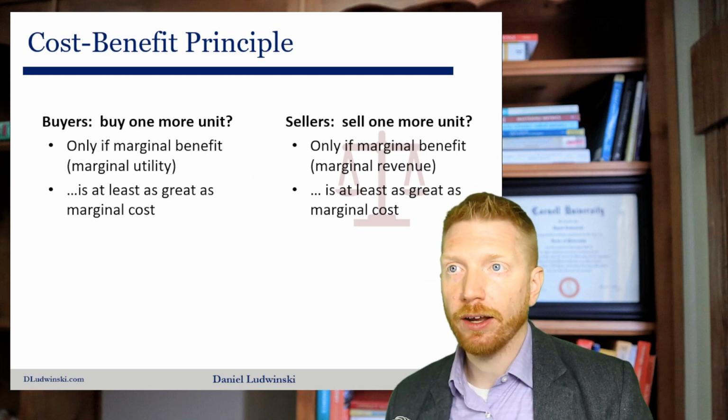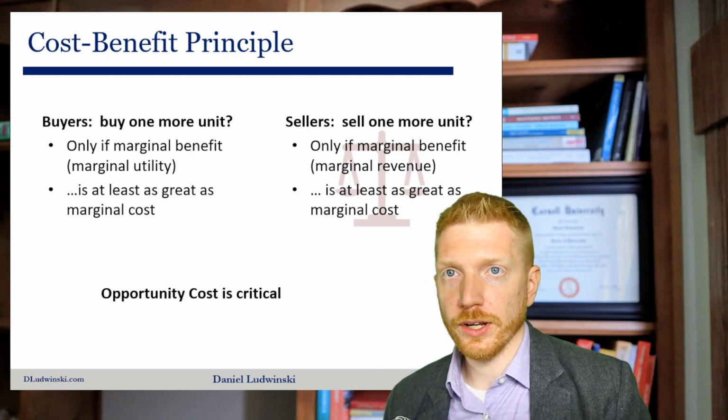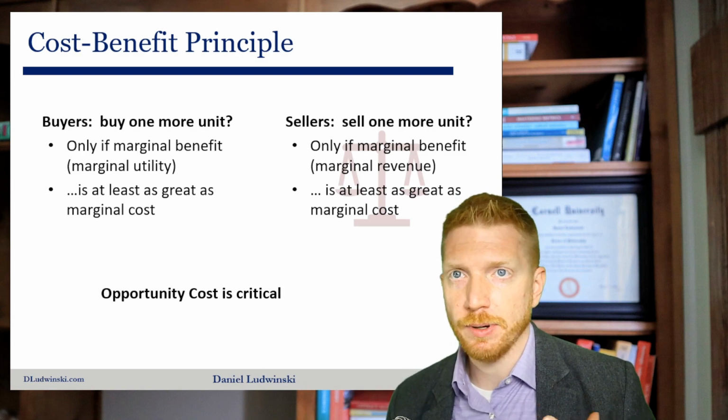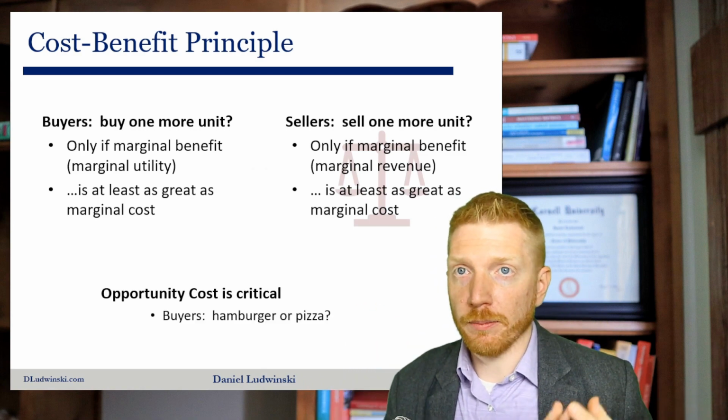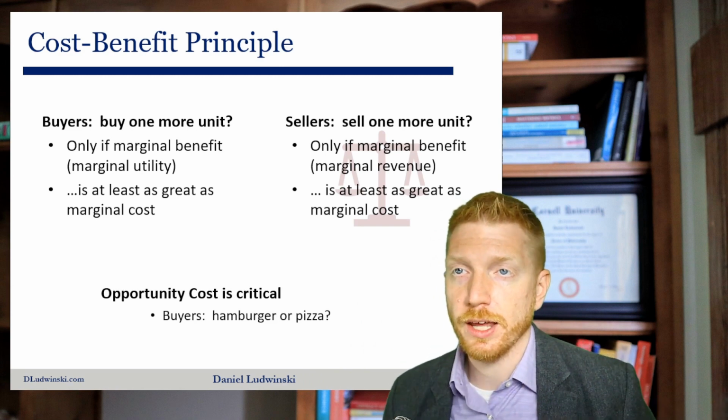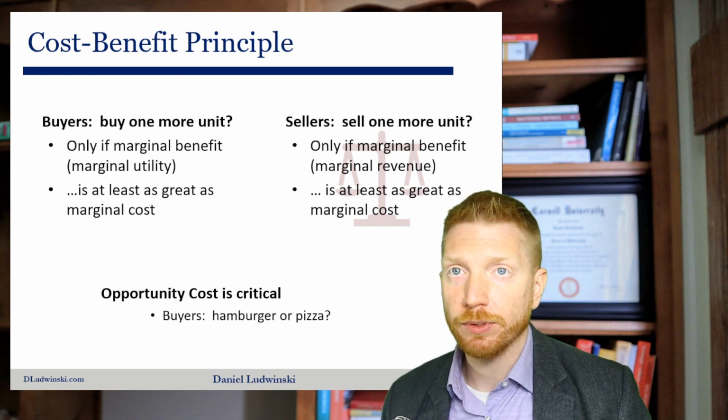For both the buyer and the seller, opportunity cost is critical. Perhaps a buyer looking to buy a hamburger is thinking about, all right, if I eat this hamburger, I'm not eating pizza, right? So it's not just the fact that they're paying money, but what are they giving up to do that.